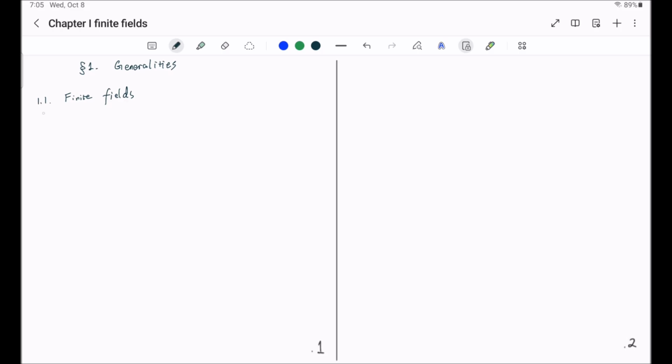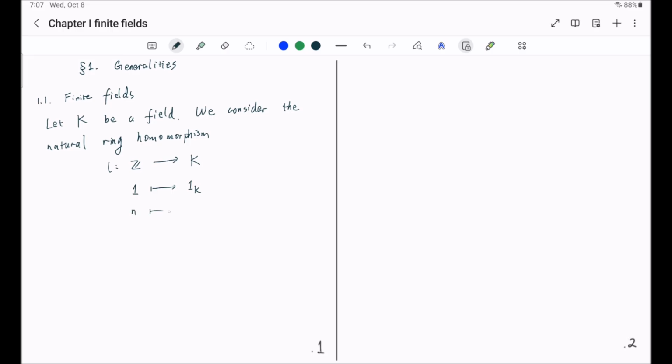Let K be a field, and we consider the natural ring homomorphism from the ring of integers to K, denoted iota from Z to K, by sending the integer 1 to the multiplicative identity 1_K in K. And this extends naturally by sending the integer n to the n multiple of 1_K.